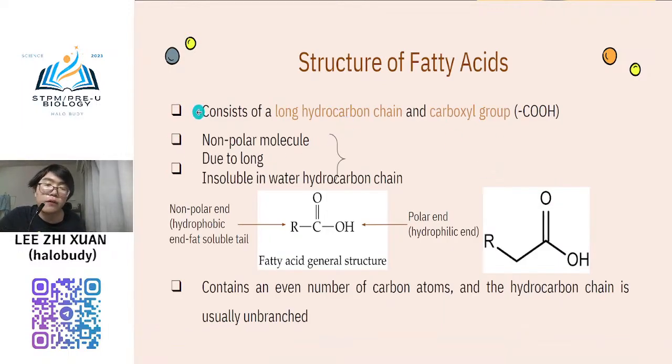Okay, so fatty acid is a long hydrocarbon chain containing a carboxyl group. So you can see this general structure. The carboxyl group is C double bond OOH, right? COOH, that is what you write in your SPM, right? But actually it is C double bond O and a hydroxyl group. So normally R will be the hydrocarbon chain.